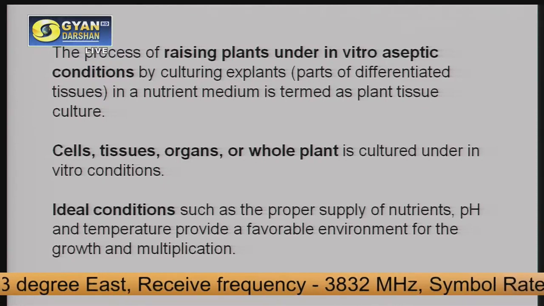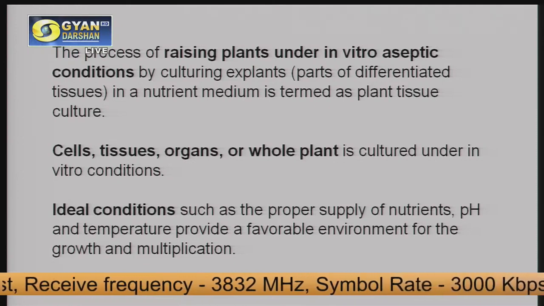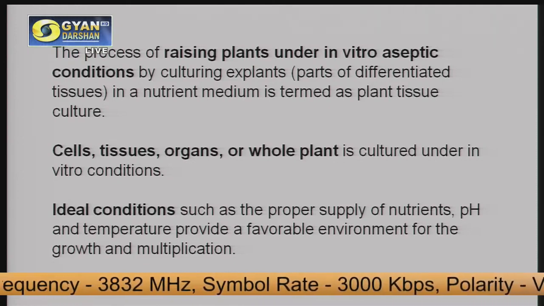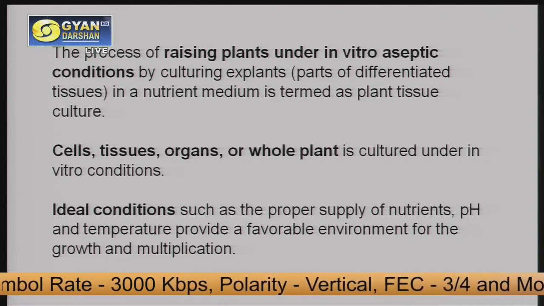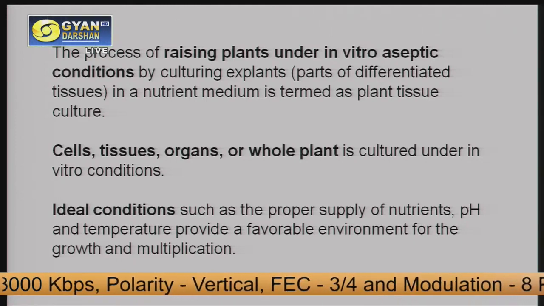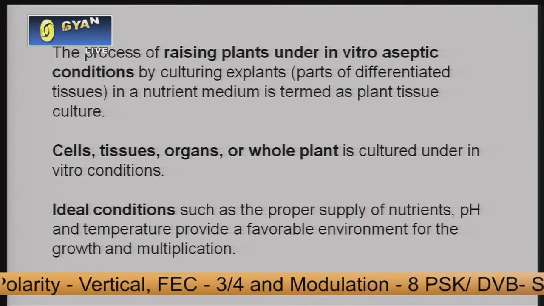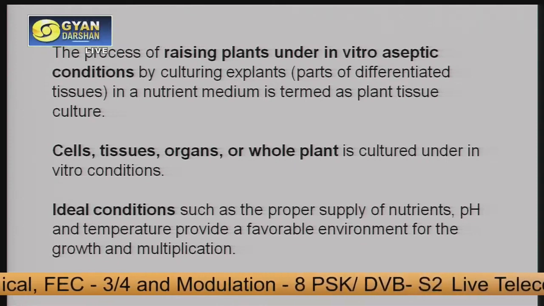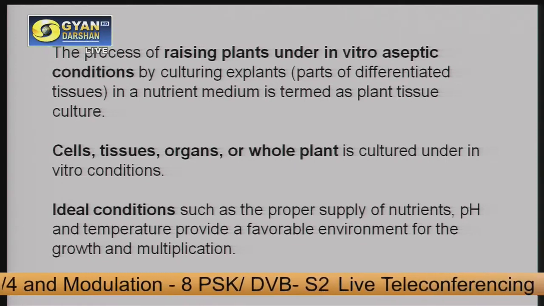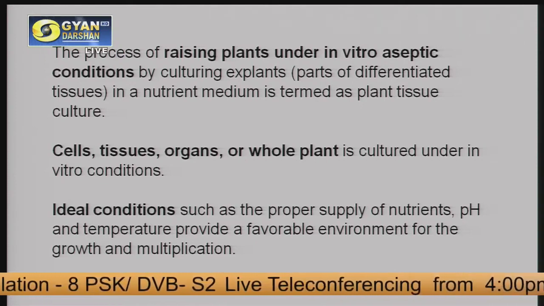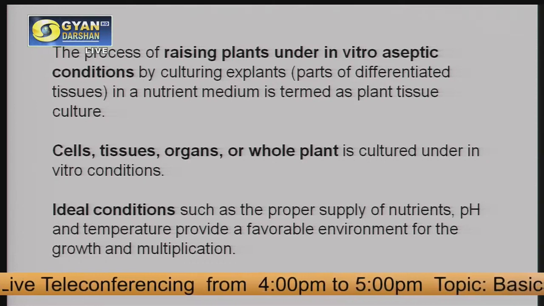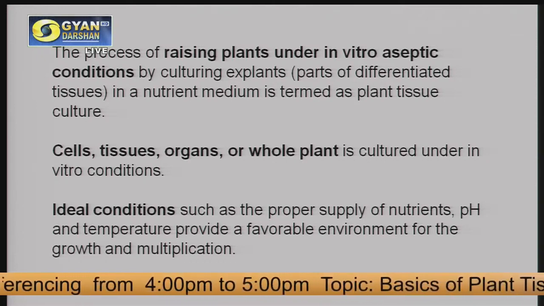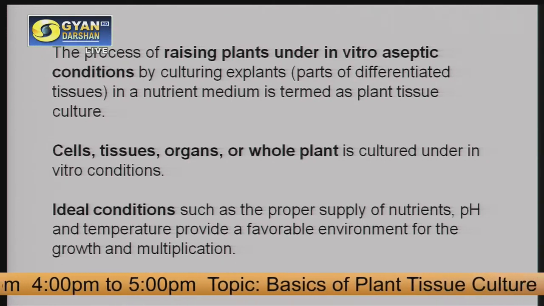So what is meant by tissue culture? You can see, it is the process of raising the plants under in vitro aseptic condition. Aseptic condition means in a sterile condition, by culturing the explants. What do you mean by explants? Explant means any plant part. It can be a somatic cell, as I said, a vegetative cell, or it can be any reproductive cell. And you culture them in tissue culture medium or in a nutrient medium.